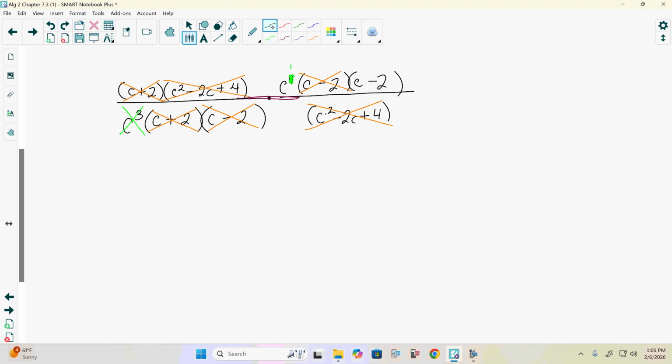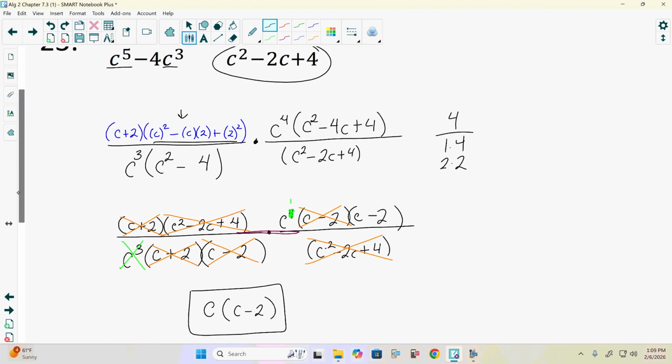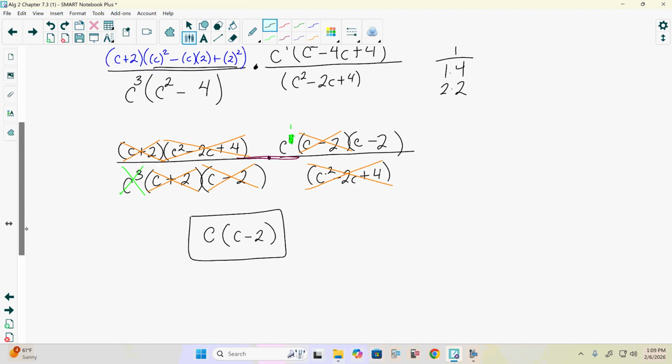Telling us what? On top, c times c minus 2. Is there anything left on bottom? Giving us that there. So what do we think of this problem here?